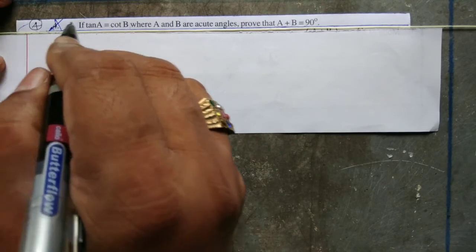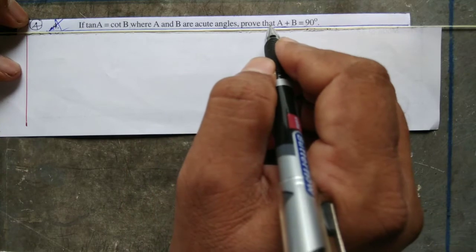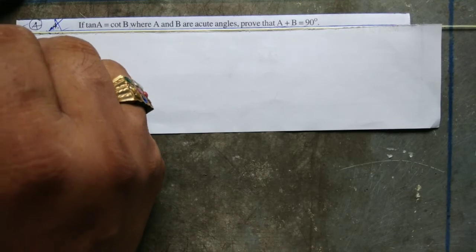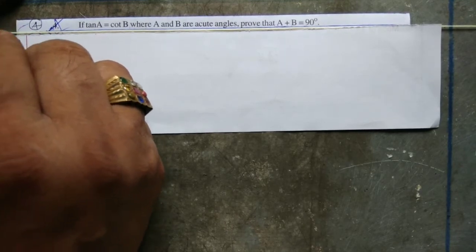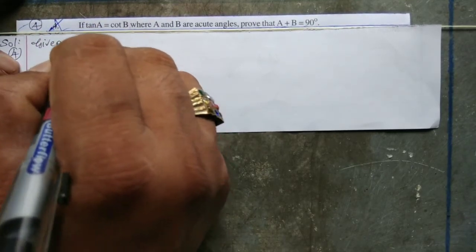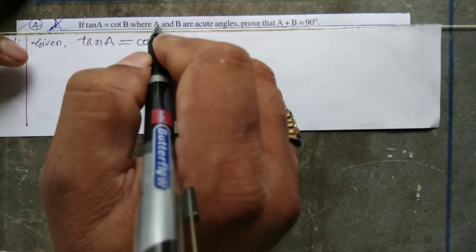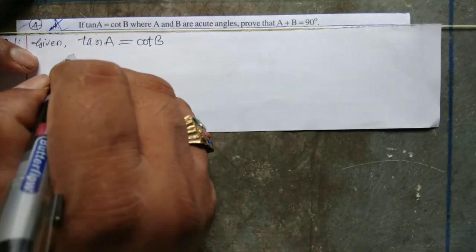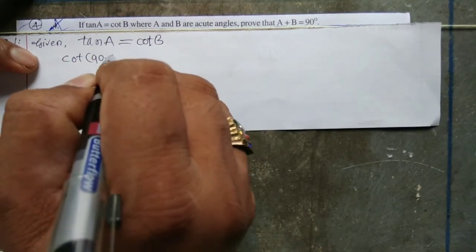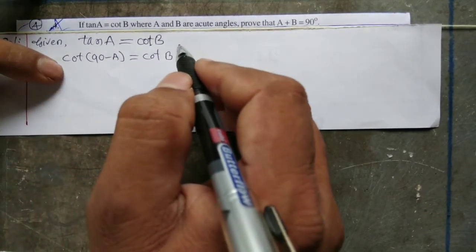Question number 4. If tan A is equal to cot B, where A and B are acute angles, prove that A plus B is equal to 90 degree. Solution for fourth problem, given tan A is equal to cot B, we can write tan A as cot 90 minus A is equal to cot B. We know this formula already.